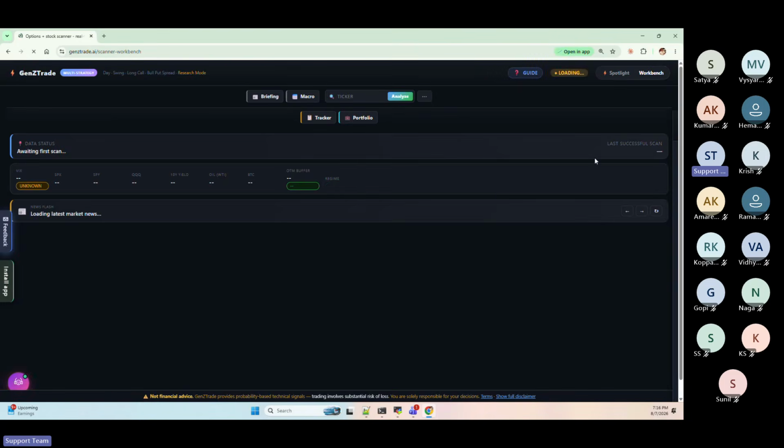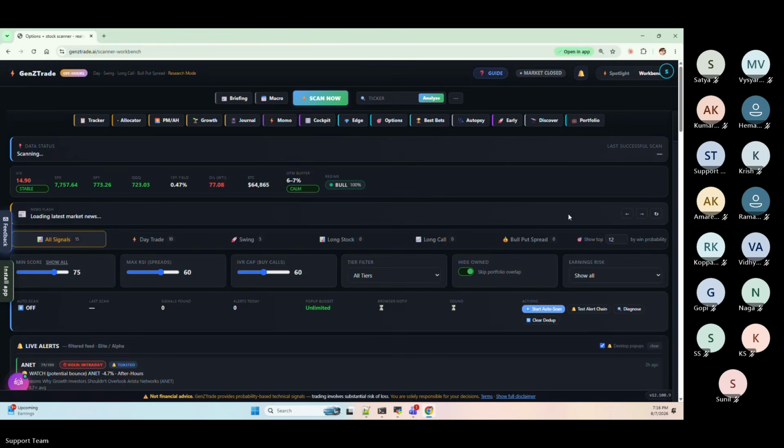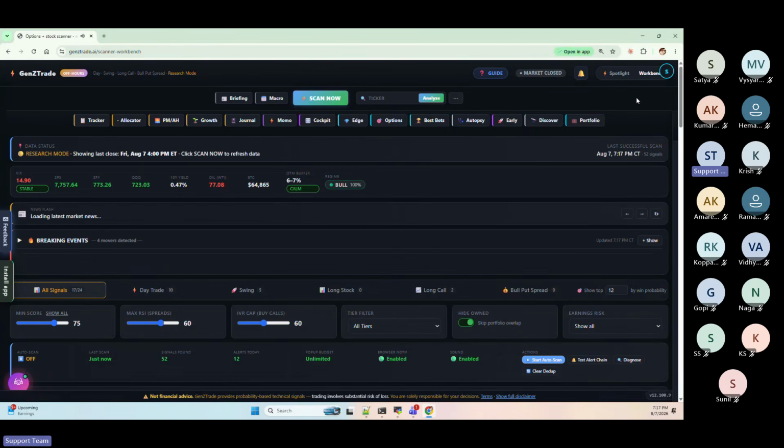And then this is the workbench. The workbench is for the people who are on the pro subscription. Okay, so I'm sure we have looked into this, but I want to call out a few things here.